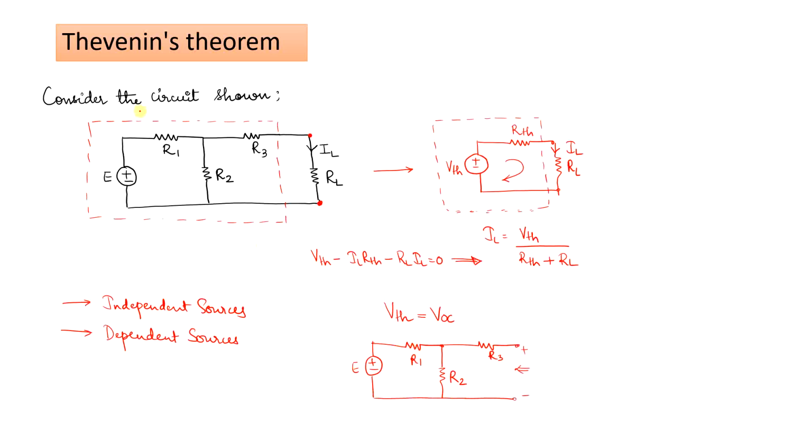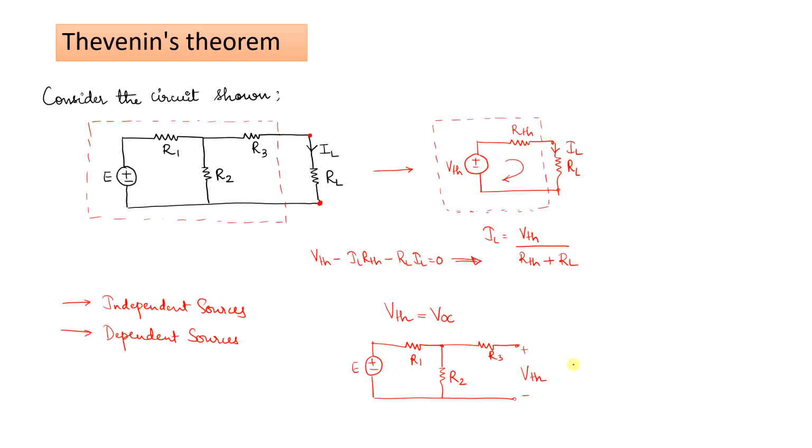Say, for example, this is the circuit I have. To compute the Thevenin voltage, I will consider the circuit as it is. You have this open circuit terminal, and here you will be computing the Thevenin voltage across these open circuit terminals.